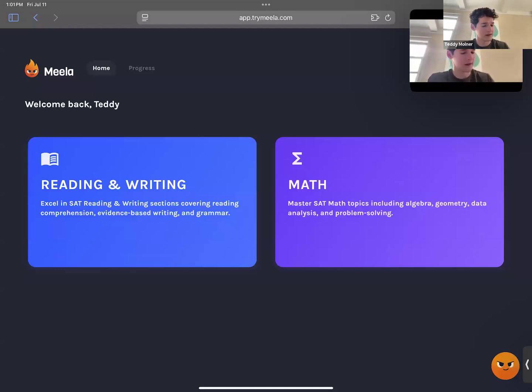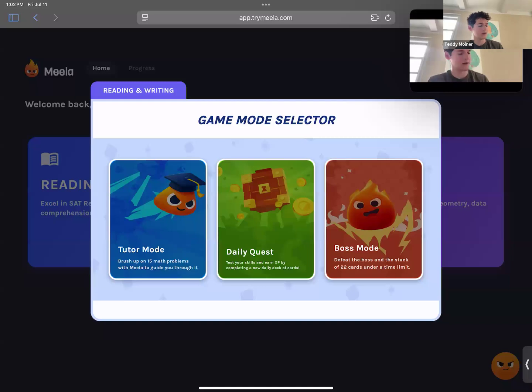So this is MEELA. It's currently a web application, and the URL is app.trymeela.com, and I'm going to help you guys get there at the end. But I want to show you the reading and writing section. So if we go here and we're on MEELA, you'll see we have 3 modes. We have tutor mode, we have the daily quest mode, and we have boss mode.